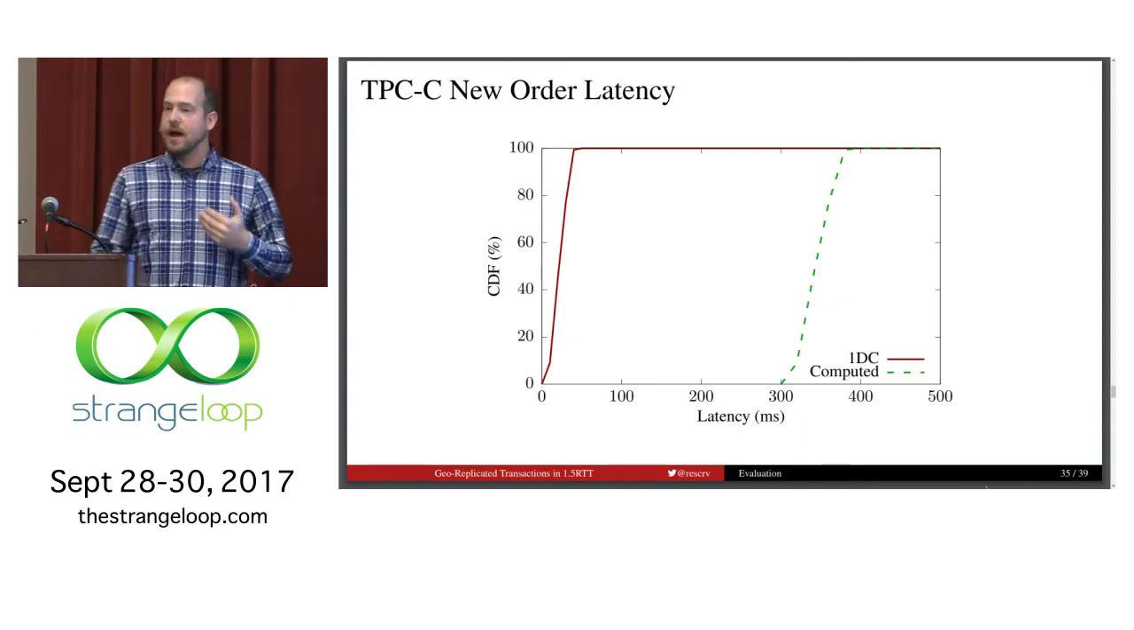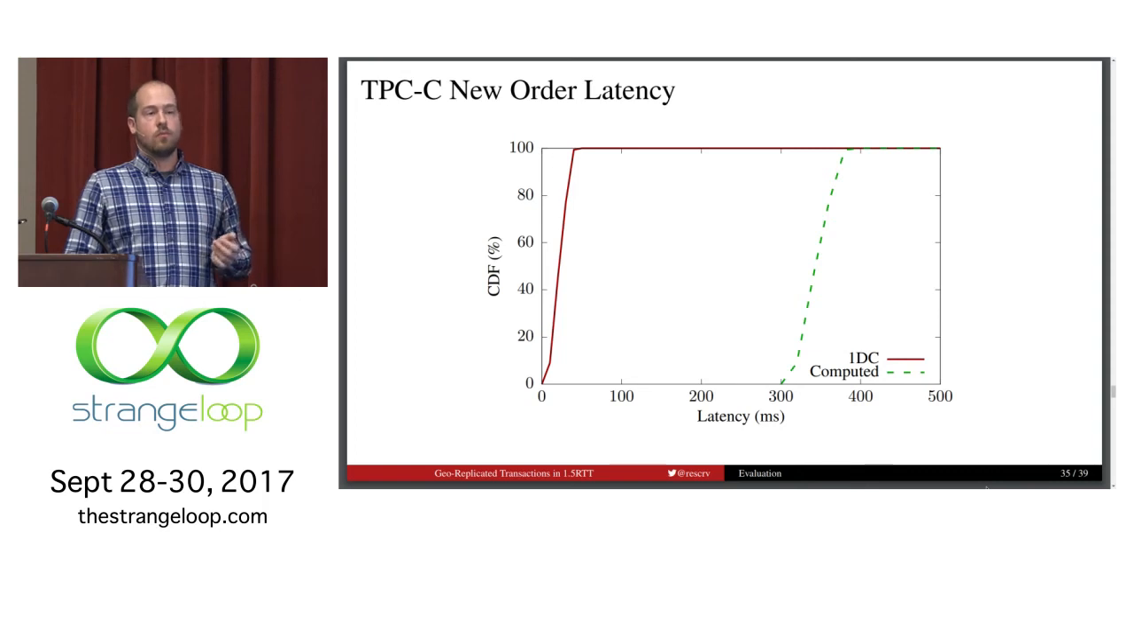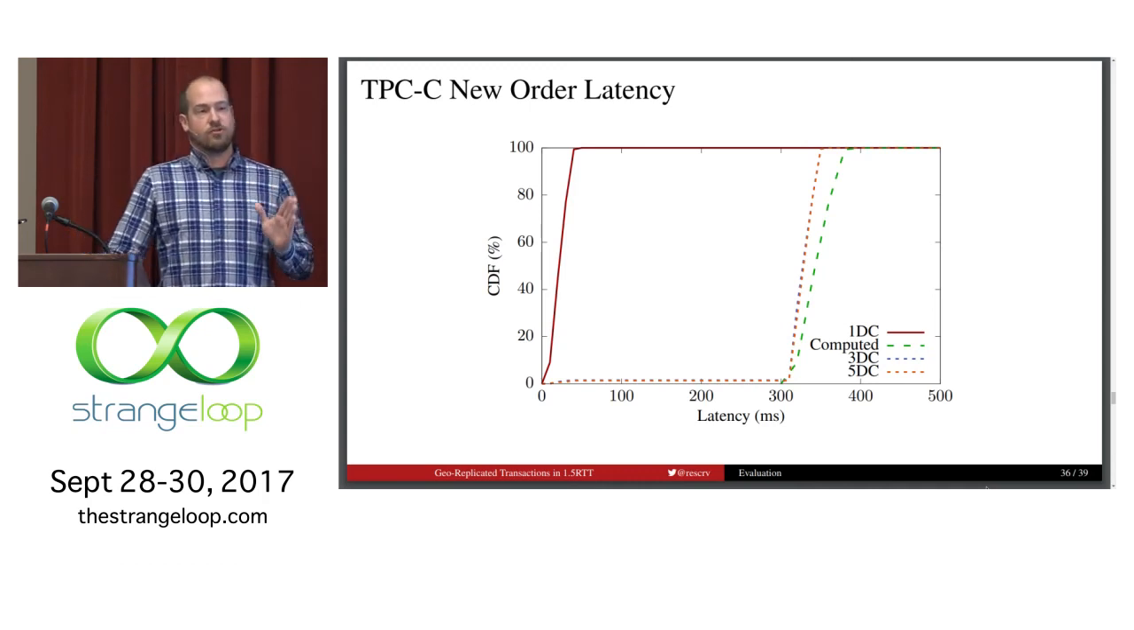Then I took that, doubled it. Remember, we're going to execute twice within Consus, and added 300 milliseconds, which is 1.5 RTT in our simulated environment. And then I measured 3 data center and 5 data center performance. And here you can see we fall just short.